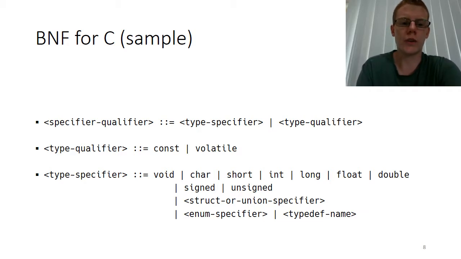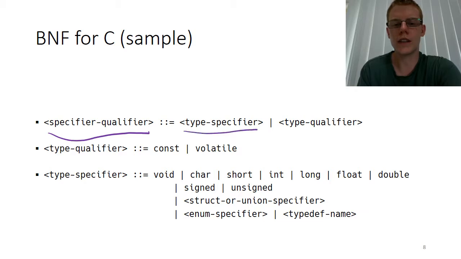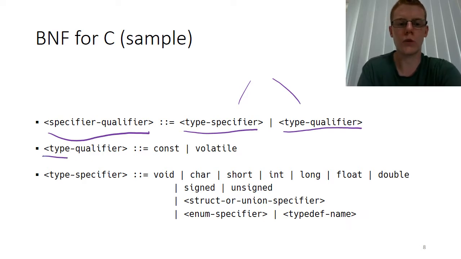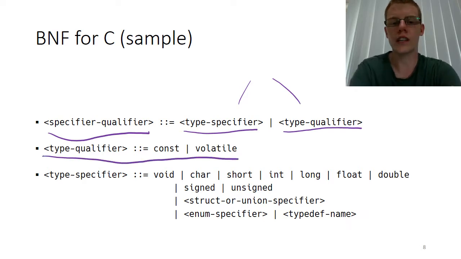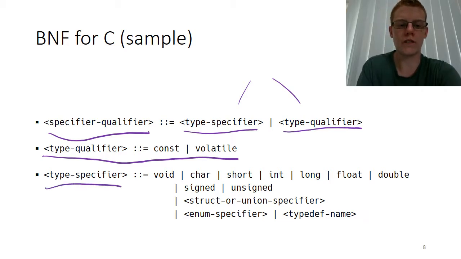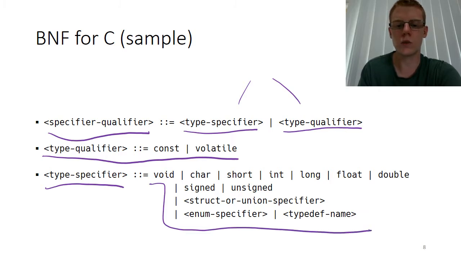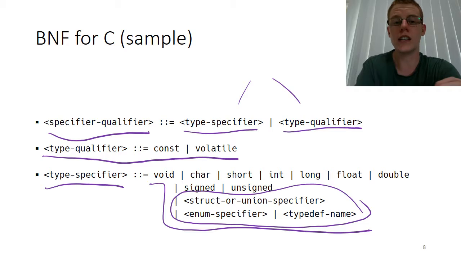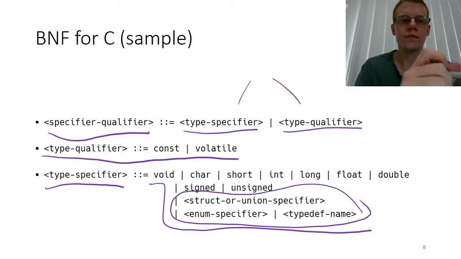So here we've got that a specifier qualifier can be either another non-terminal for a type specifier or a type qualifier, where a type qualifier is simply one of the keywords const and volatile, and the type specifier is one of our standard types that we have here, as well as a struct or union specifier, or an enum or a typedef.